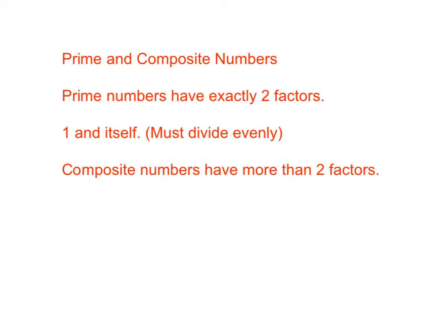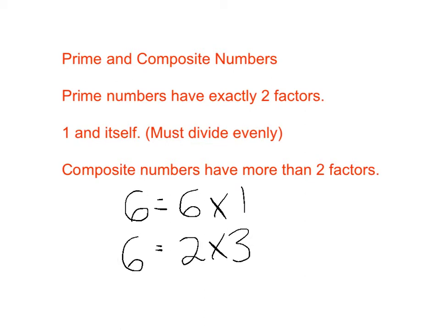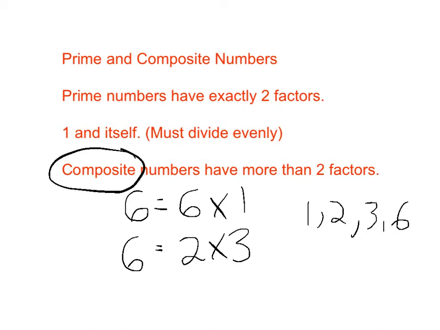So if we go back and look at our example with the number 6, we knew that 6 equals 6 times 1. And 6 also equals 2 times 3. So the factors of 6, like we said, were 1, 2, 3, and 6, which makes 6 a composite number. And when we start working on our sieve, we are going to see what the prime numbers are pretty quickly.